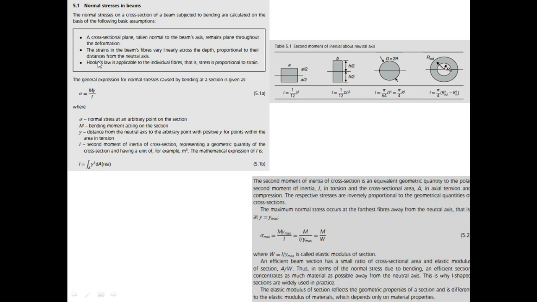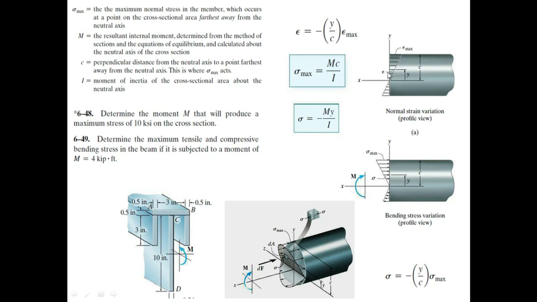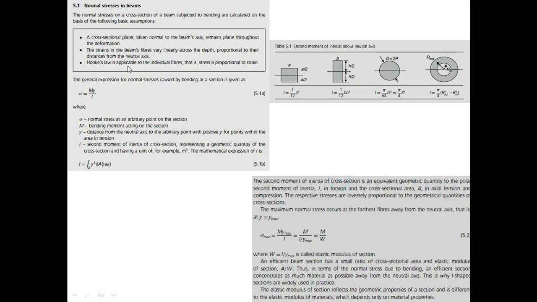The strains in the beam fibers vary linearly across the depth, proportional to their distance from the neutral axis. They will vary linearly. They will not vary quadratically or parabolically. If you look at it here, the strains are varying linearly, and the stresses are also varying linearly. Then, Hooke's law is applicable to the individual fibers, that is, the stress is proportional to the strain, which means we are staying within the proportional limit and Hooke's law is well applicable.